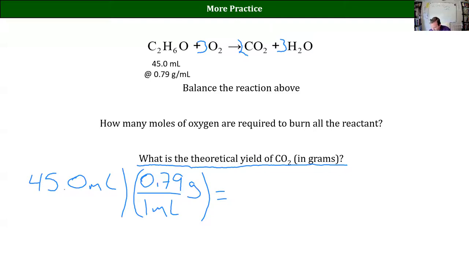we get 35.6 grams. And now we can use the molecular weight. So 2 times mass of carbon plus 6 times mass of hydrogen plus 1 times the mass of oxygen, we get a molecular weight of 46.549.